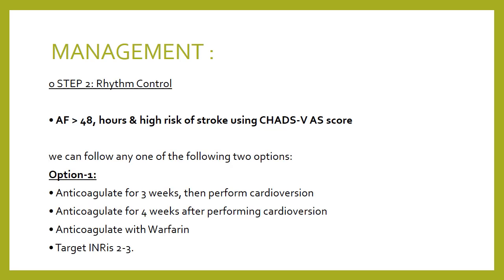If it has been more than 48 hours for atrial fibrillation and there is a high risk of a stroke using the CHA2DS2-VASc score, we can follow either of two options. Option 1 is that we anticoagulate for 3 weeks before cardioversion, then we do cardioversion, and then we do 4 weeks of anticoagulation after performing cardioversion. The anticoagulation is usually done with warfarin, and the target INR should be kept between 2 and 3.